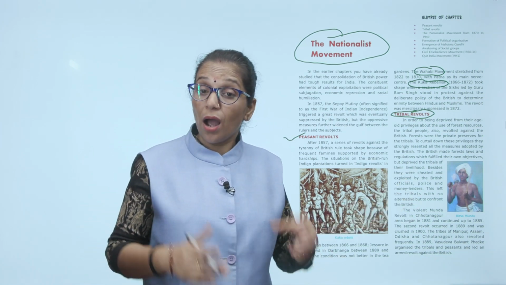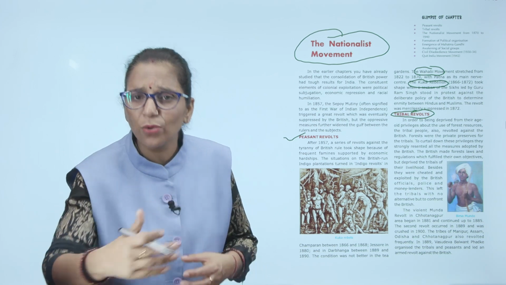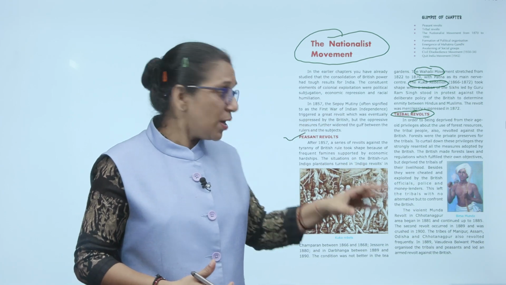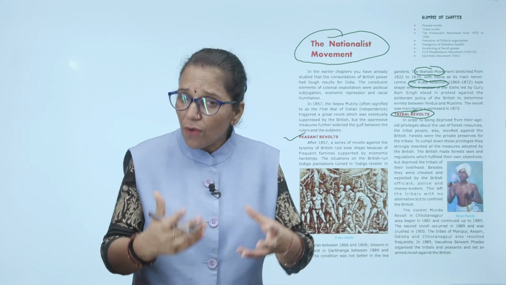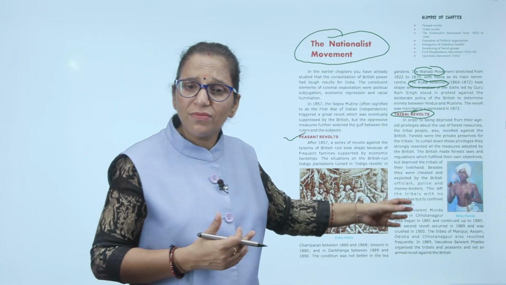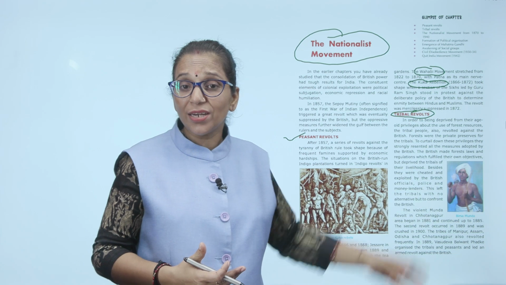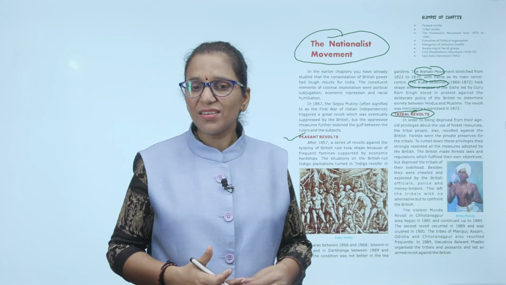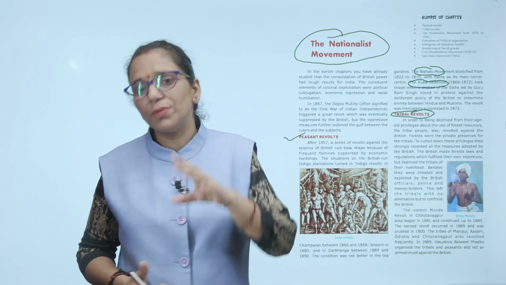The Britishers made so many forest laws, so many regulations, so many acts which fulfilled their own objectives. The tribal people were not allowed to enter the forest, and they were not allowed to collect forest produce. So how would they survive? Their livelihood was snatched. Besides, they were cheated and exploited by British officials, police and moneylenders. This left the tribals with no alternative but to resist the British.